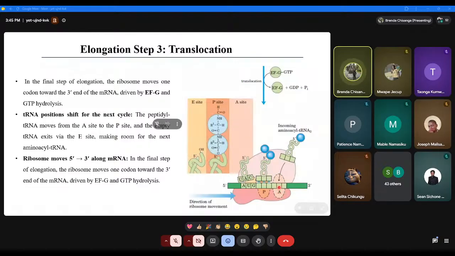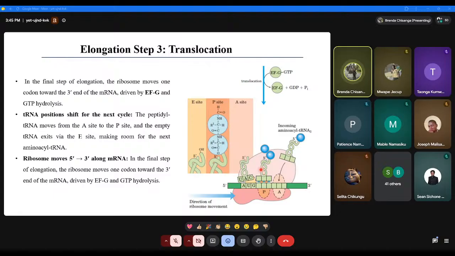When there is a match between the codon and the anticodon of the tRNA, that is to say, the tRNA is carrying the correct amino acid, it's going to form a peptide bond between the amine group and the carboxyl group. Now, when that happens, this polypeptide chain will be transferred again to the amino acid in the tRNA in the A site, leaving this tRNA again without any amino acid.